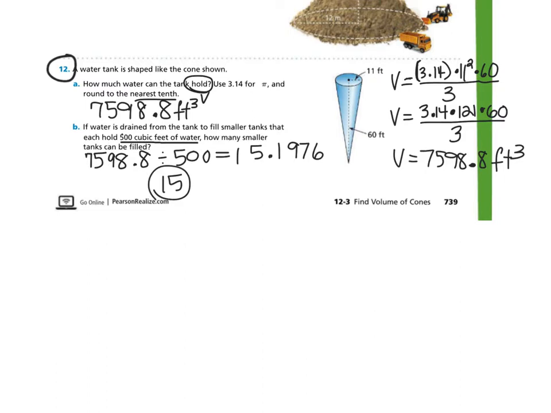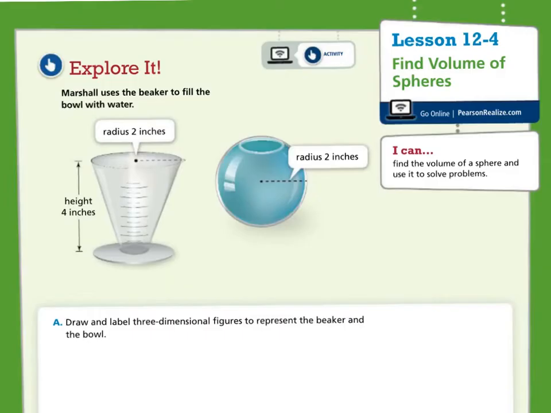Now you're ready to try a few problems about cones on your own. Next, let's go on and talk about spheres. Lesson 12.4, find the volume of spheres. In this lesson, we're not going to actually do the problem solving that comes along with this, but just focus on using that formula to find the volume of a sphere. Remember, a sphere would be something like a basketball, a tennis ball, a golf ball, anything that is rounded in shape and is the same distance from the center of that three-dimensional shape to any point along the outside of that edge.